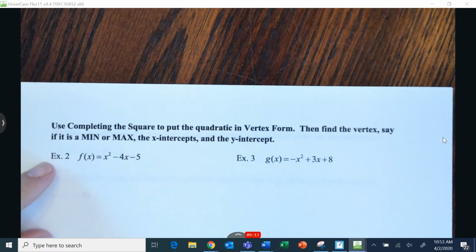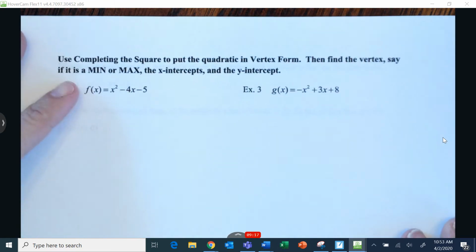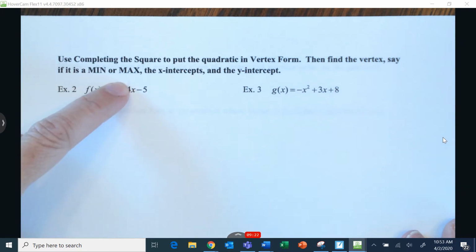Now we're going to go over completing the square to put a quadratic into vertex form. And then we're going to find the vertex. We're going to say if it is a minimum or a maximum. We're going to find the x-intercepts and the y-intercept.